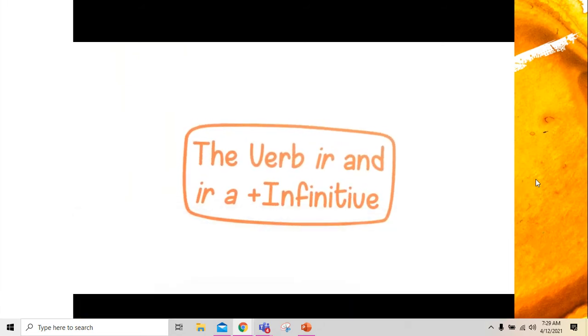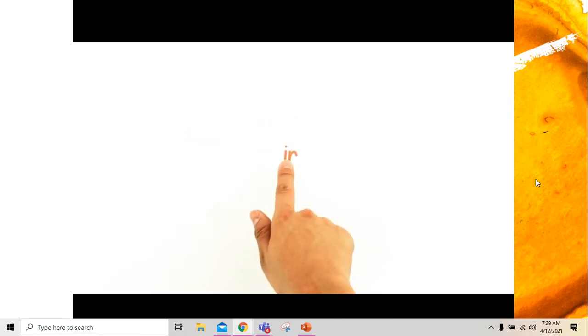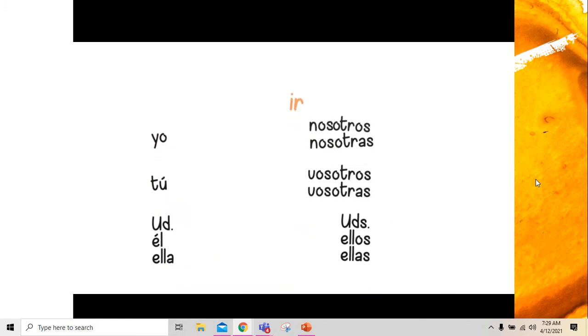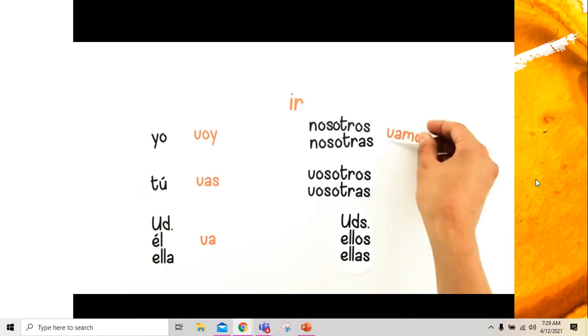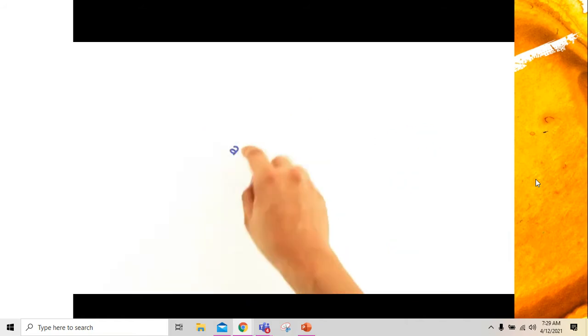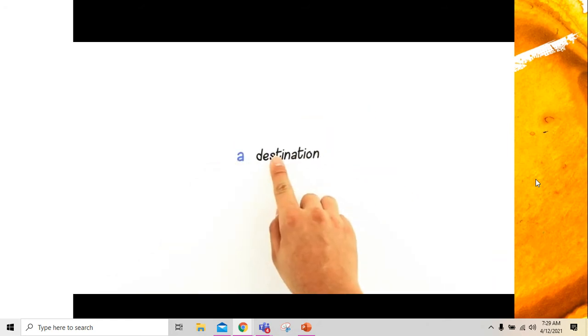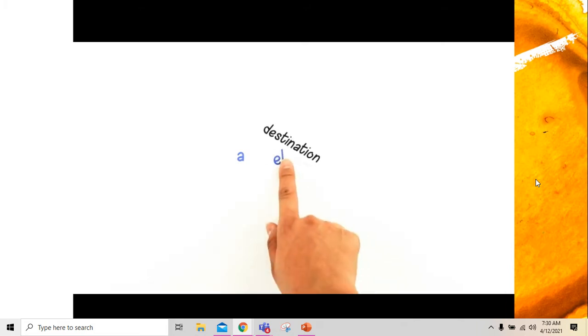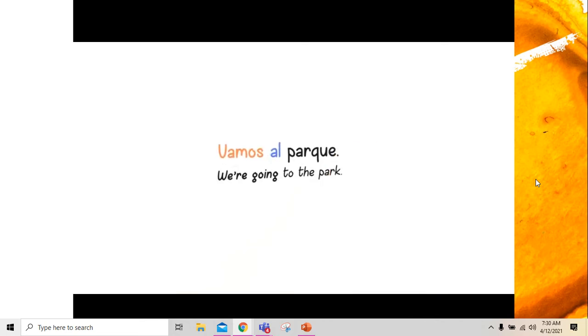The verb ir and ir a plus infinitive. The verb ir means to go, and it is irregular in the present tense. Here are its forms: voy, vas, va, vamos, vais, van. The verb ir is usually followed by the preposition a and a destination. Remember that the preposition a followed by the definite article el forms the contraction al. Vamos al parque.